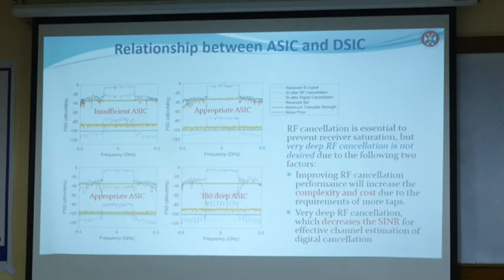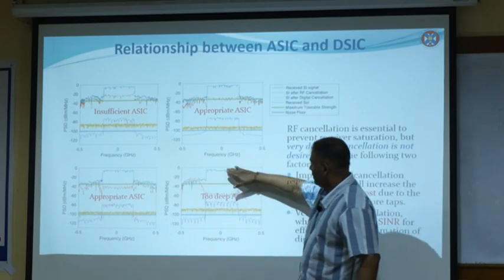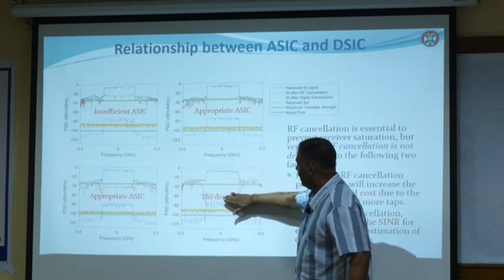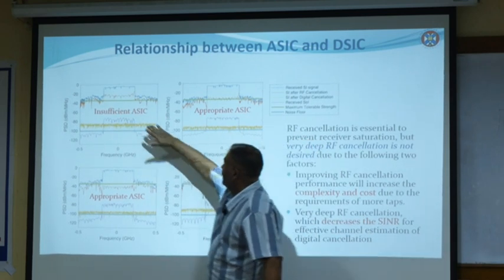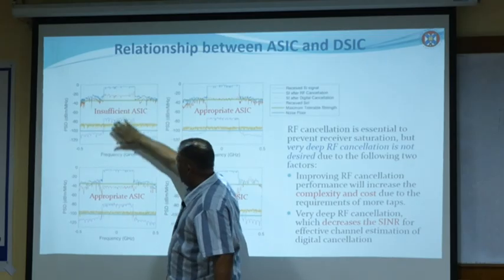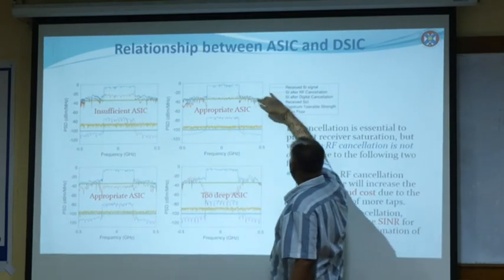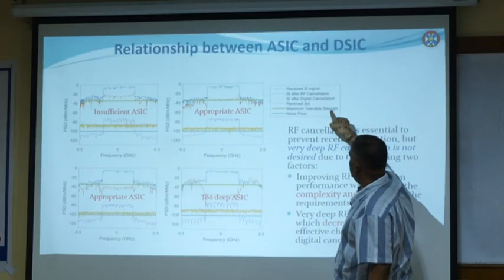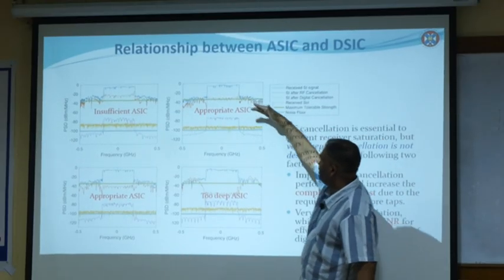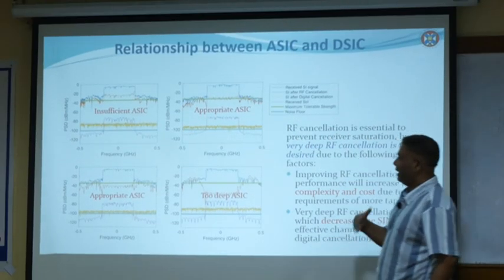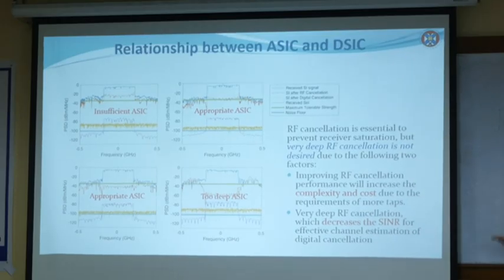So you need to cancel to an appropriate level. So here is too deep cancellation. You can cancel from here to here, that is too deep cancellation. Here is too little cancellation, and this is the appropriate level of cancellation. You bring it to this maximum tolerable strength. If you cancel up to the maximum tolerable strength, the remaining can be dealt with in the digital domain. So there are a lot of technical details, okay?